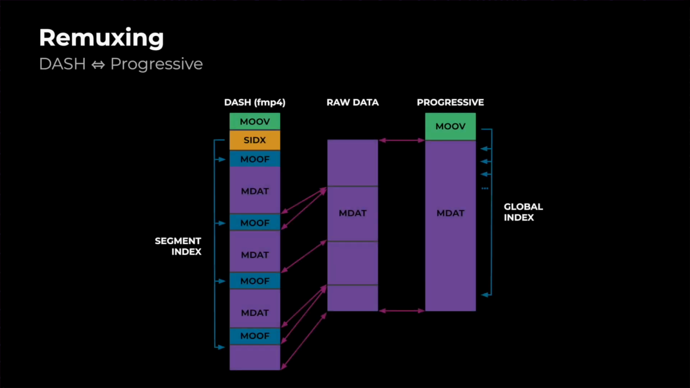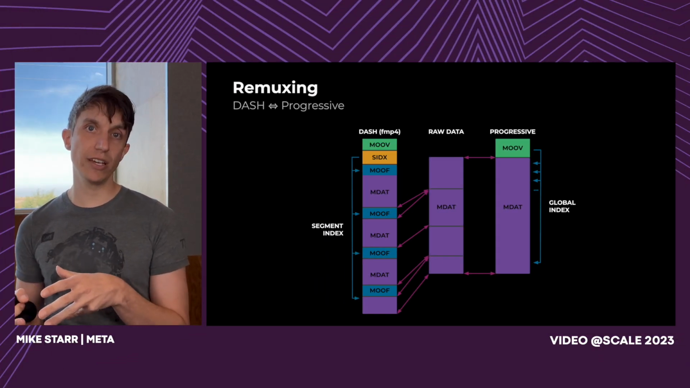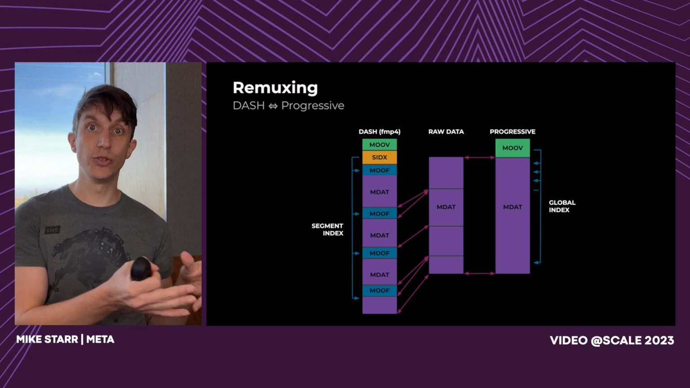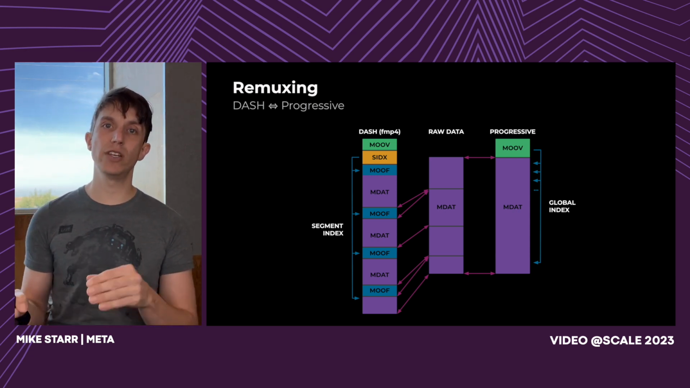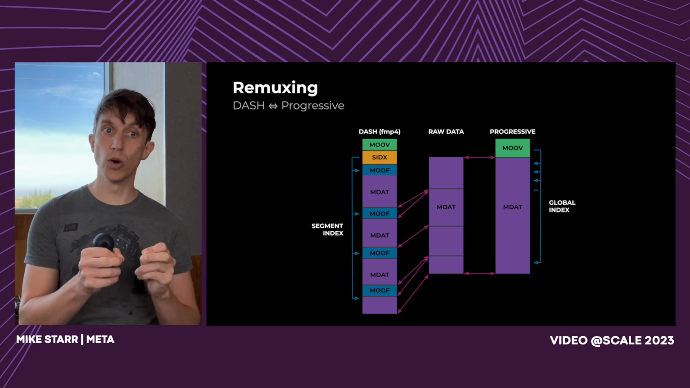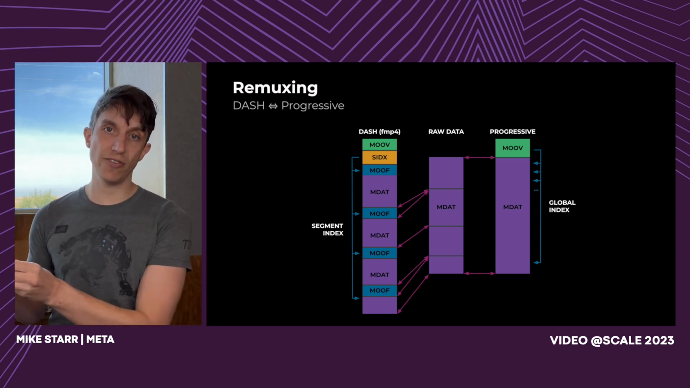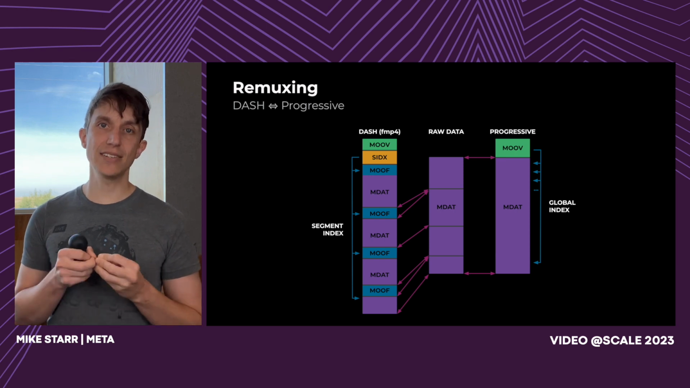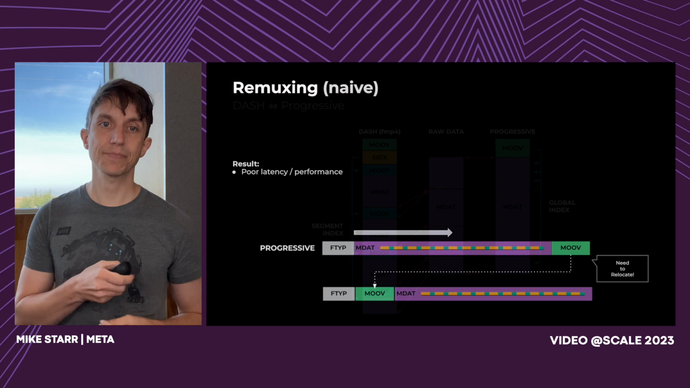Finally, we have what's known as remuxing. Remuxing is the process of converting from one video file format to another. Because we're not actually changing the underlying video or audio data, we're only changing the file structure itself, this process should be very fast and efficient. It's essentially a race to see how fast you can download and write the data.